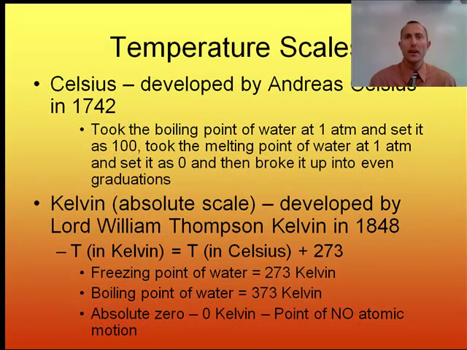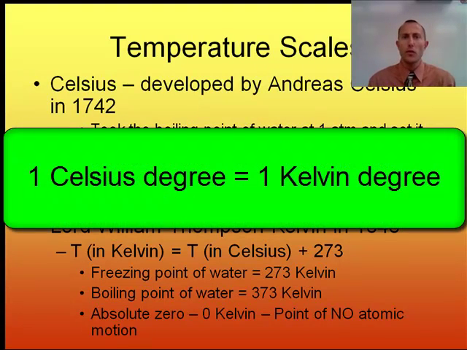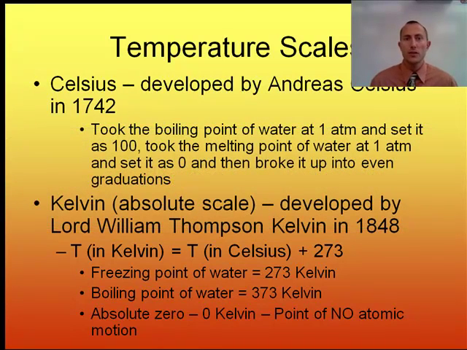And so on the Kelvin scale, if the temperature of a substance goes up by 1 degree Kelvin, it will have also gone up by 1 degree Celsius. So the value of each individual degree is the same, but the scale is offset, and it's offset by 273 degrees. And so 0 on the Kelvin scale is -273 degrees Celsius.